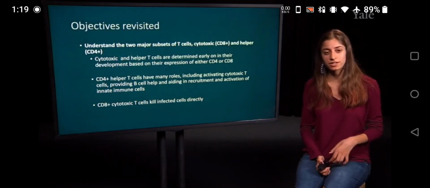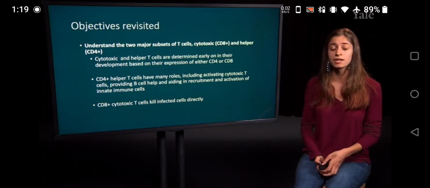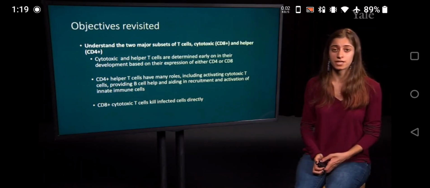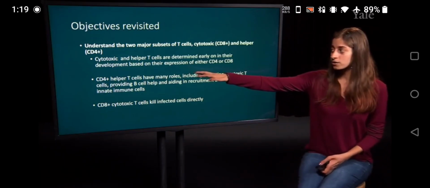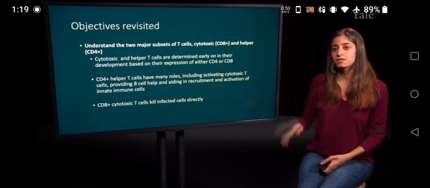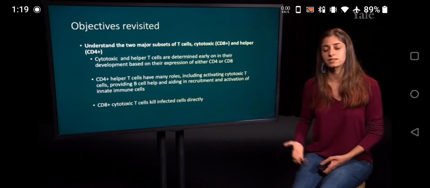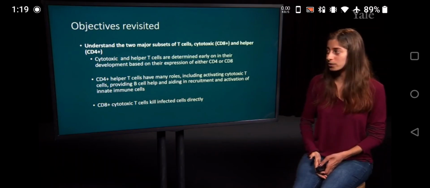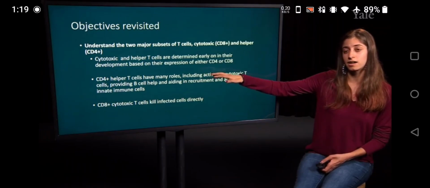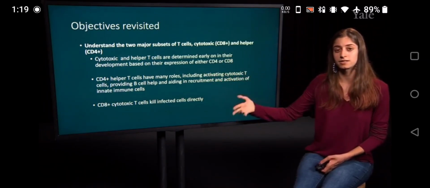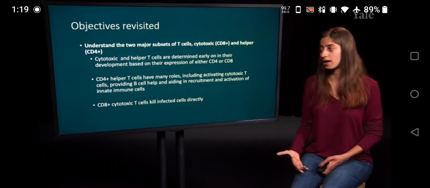So before we finish today, let's first go over some of the objectives we talked about earlier so you can get a sense of what you should have taken away from today's lecture. First, we worked to understand the two major subsets of T cells, the CD8 positive cytotoxic T cells and the CD4 positive helper cells. We remember that cytotoxic T cells, the CD8 expressing ones, and the CD4 expressing helper T cells are determined early on in development in the thymus.